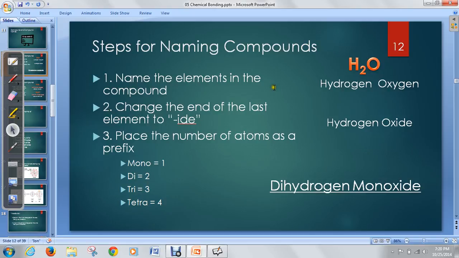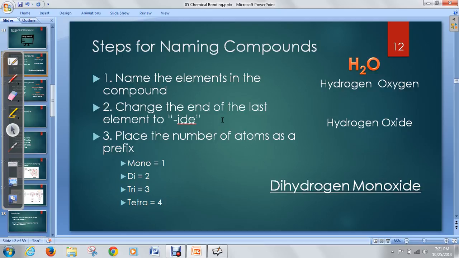Okay, so let's take a simple compound like water, H2O. What would be the actual name for this compound? Well, we just need to follow some simple steps. First of all, we name the elements in that compound. Water is made of hydrogen and oxygen. So, hydrogen and oxygen.